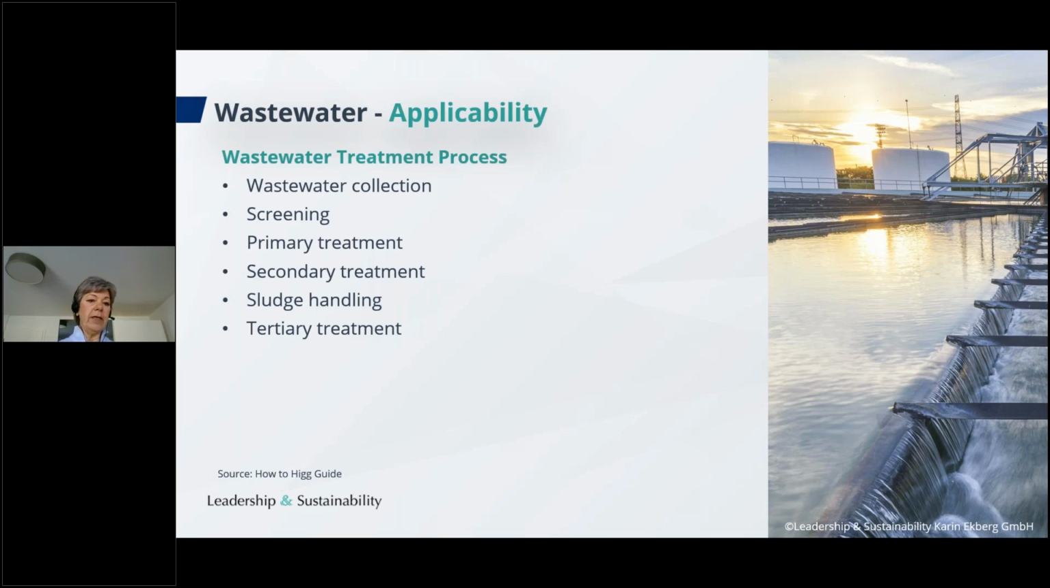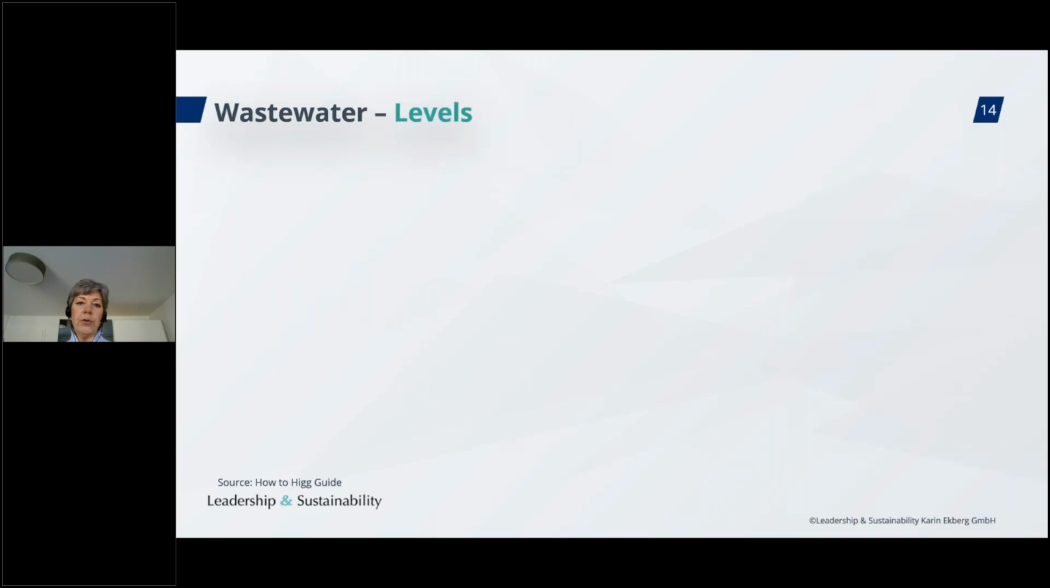And then finally, you may even have a disinfection step, that may be a step that you have. It depends also on where you will discharge your wastewater and, of course, on the respective permit that you have. And there is an excellent document available on the ZDHC, the Zero Discharge of Hazardous Chemicals, website. It explains in a lot of detail all the different wastewater treatment processes that you can find in the textile sector. So those were the applicabilities.